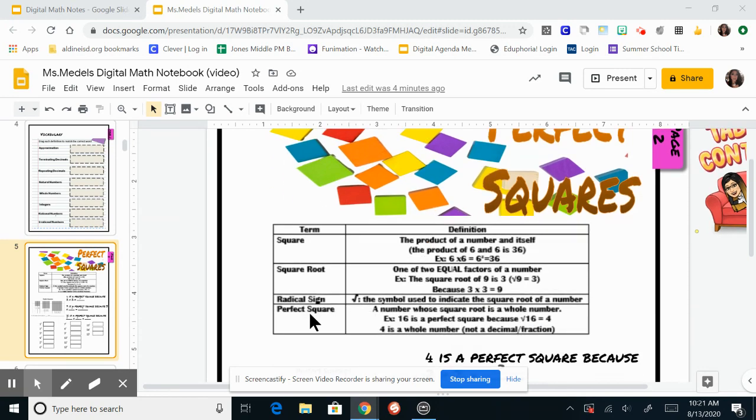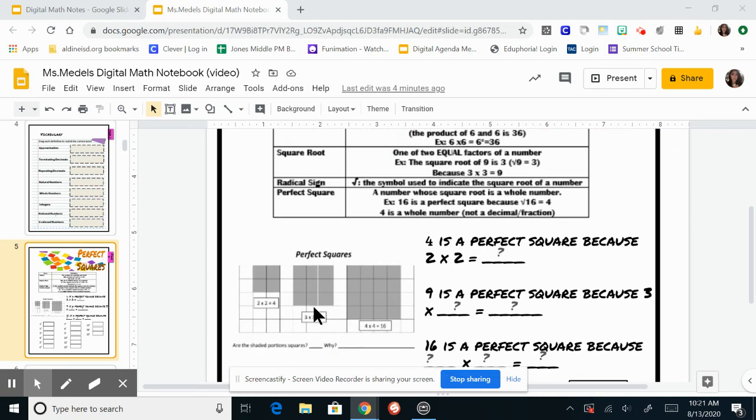And then last but not least is a perfect square, and that is a number whose square root is a whole number. So for example, 16 is going to be a perfect square because the square root of 16 is 4. Because 4 is a whole number, okay? That means that it's not a decimal and it's not a fraction. So let's look into my examples.